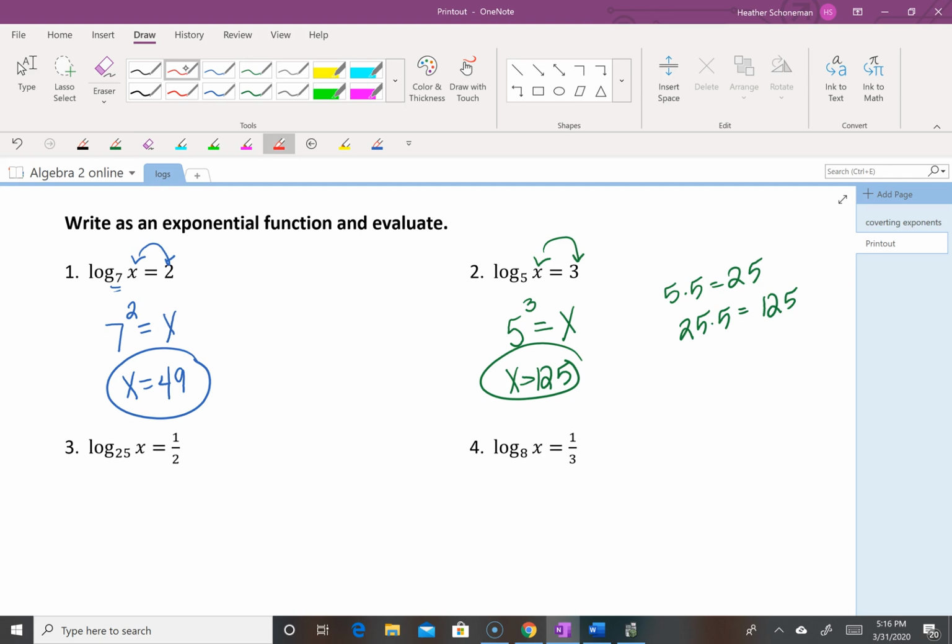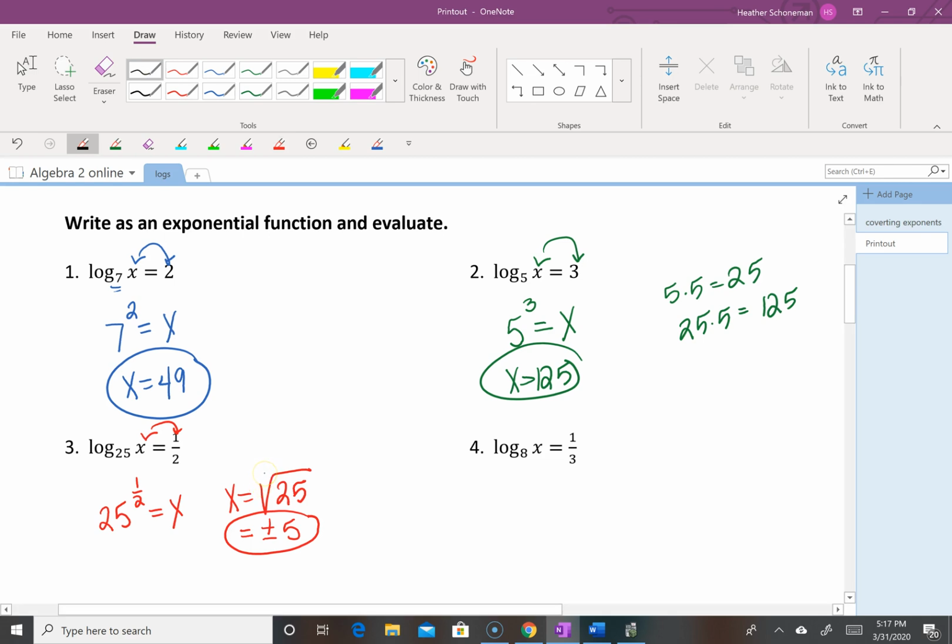All right, number 3. So 25 is the base. These two things flip, so 1/2 is the exponent equals x. Now you got to think back. What does something to the 1/2 power mean? Something to the 1/2 power means that x is going to equal the square root of 25, which we can evaluate. Because this is an even radical, we're going to get both plus or minus 5. It was an even because there's an invisible 2 there that we don't write when it's just a square root.